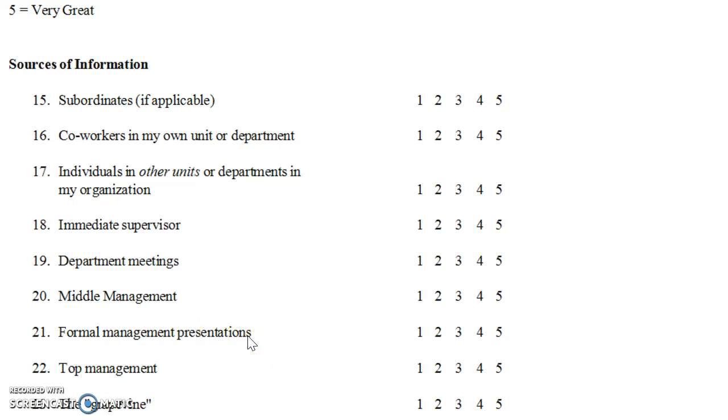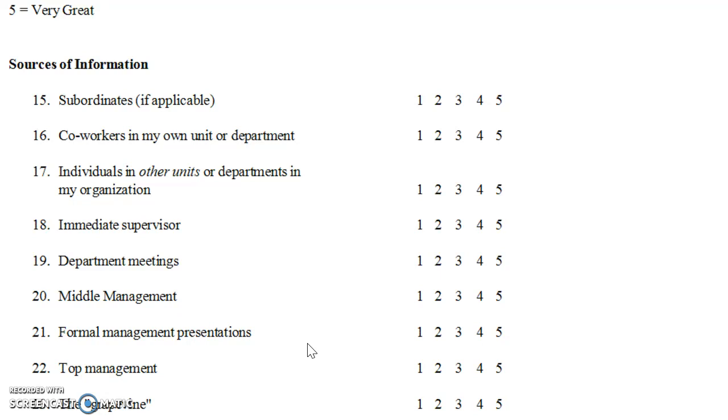And so based on that, I may be able to determine some of the sources of the communication problems in this organization. It seems like there's not a lot of communication within other departments or units or in the department meetings or in formal management presentations. So I could probably assume that there is some kind of problem in the information coming from top to bottom.